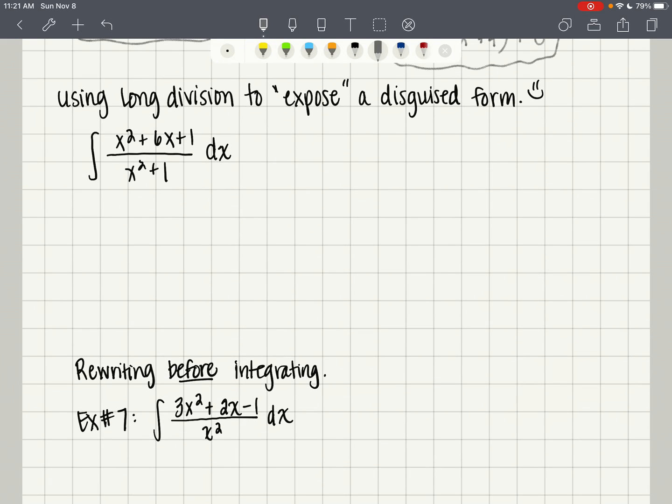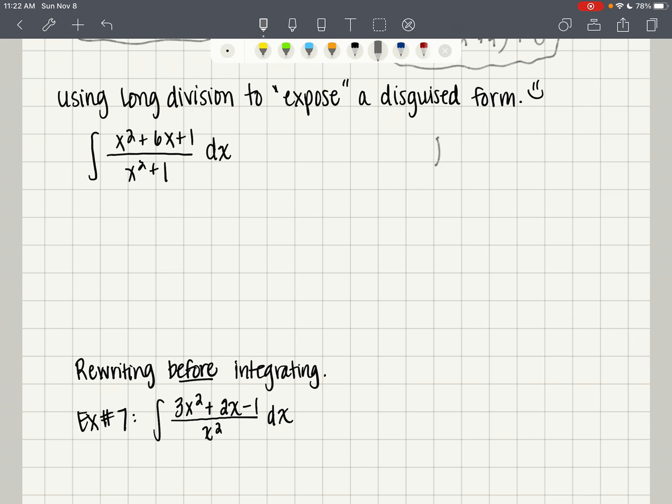We're going to continue our work with finding integrals of natural logs, well, of an expression that leads us to have an answer that's a natural log. And I kind of give it away right here saying that we're going to use long division to expose a disguised form. So notice how the numerator and the denominator have the same degree. That's the first hint that we can use long division to expose a different form of this expression.